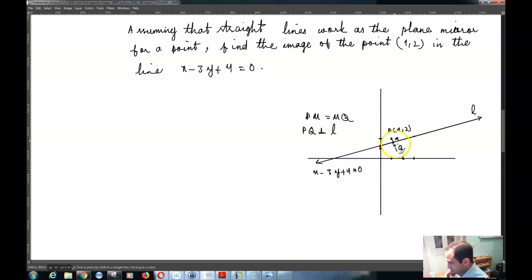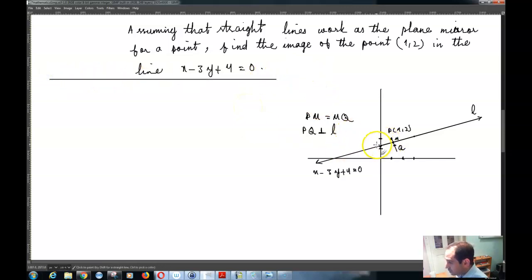So what you can do is, if you find the equation of this line over here, you will be able to find the point of intersection of the two lines, because you already have this line over here. The equation is known to us. So then we'll be able to find the point of intersection of the two lines, which is M. Once we know the coordinates of M, then we know what PM is. Then based on that, we can calculate MQ on the same line, and so that would give us the coordinates of Q. So that's what we need to do.